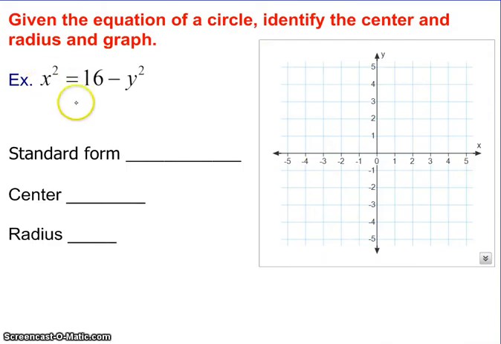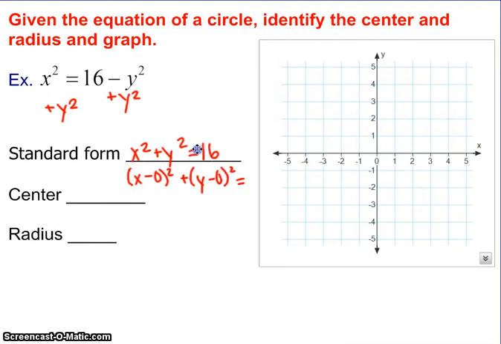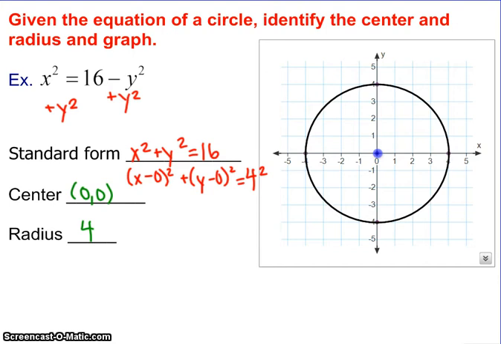Alright, so if you take a look at this problem, it is not in standard form. We actually have to add the y squared to both sides to put it in standard form. So the standard form will be x squared plus y squared equals 16. Remember, this is also x minus 0 squared plus y minus 0 squared equals, and the square root of 16 is 4, so 4 squared. So we have a center again at 0, 0, and a radius of 4, because it's the square root of 16. So let's go ahead and plot this. 0, 0, go right, up, and left 4 units, and down 4 units total. And from our center, there we have it, a circle with the center 0, 0, and a radius of 4 units.